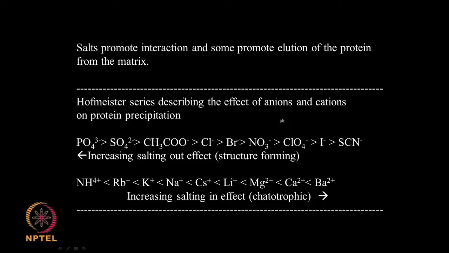So, I can have different anions and cations as salt, with increasing salting out effect, and this is increasing salting in effect. I will consider these salts if I am looking at the initial stage of HIC, and I will use this type of salts if I want to recover the protein that is bound to the stationary phase. And this is based on the Hofmeister series.